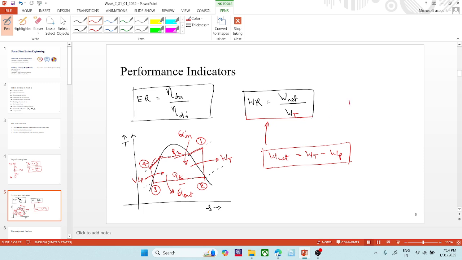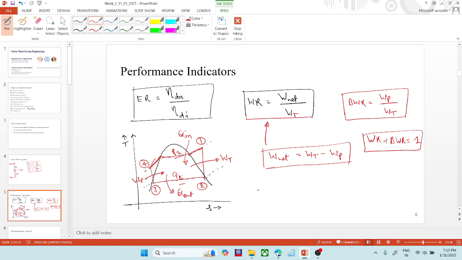Similar to this, another terminology is the back work ratio, which is defined as the ratio of the pump work divided by the turbine work. Based on this, we can say that the summation of the work ratio plus the back work ratio would be 1. So these are complementary.